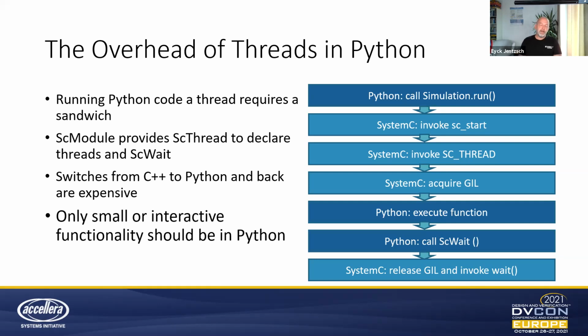The other thing is that Python as such is primarily an interpreted language, which means it takes time to execute code in Python. Well, if you have third-party libraries which are implemented in C, C++ or the like, that's a different story, but Python as such is interpreted, so it takes time to execute the code. So the general advice here is that only small or interactive functionality should be implemented in Python itself. The rest you should keep in SystemC.